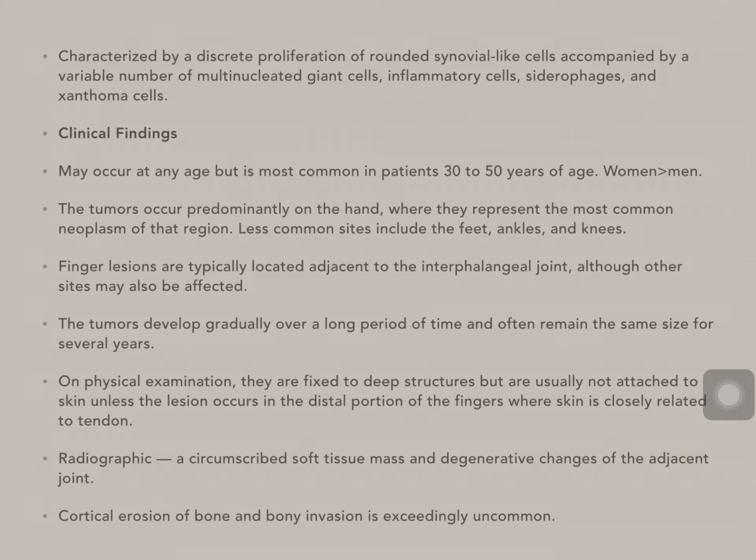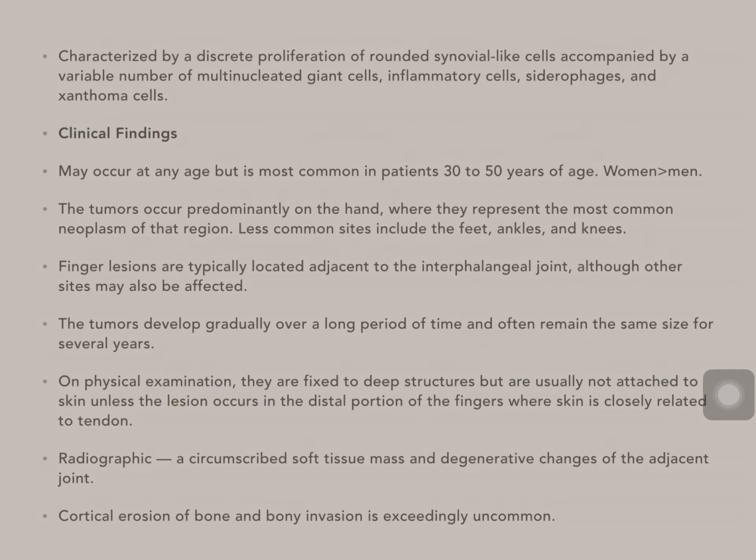Coming to clinical findings, it may occur at any age, but it is most common in the middle age group, and it is more common in women than in men. The tumor is predominantly seen on the hand, where it represents the most common neoplasm of that region. Other sites can be feet, ankles, and knees. The finger lesions are typically adjacent to the interphalangeal joint, although other sites may also be affected. The tumors develop gradually over a long period of time and often remain the same size for several years.